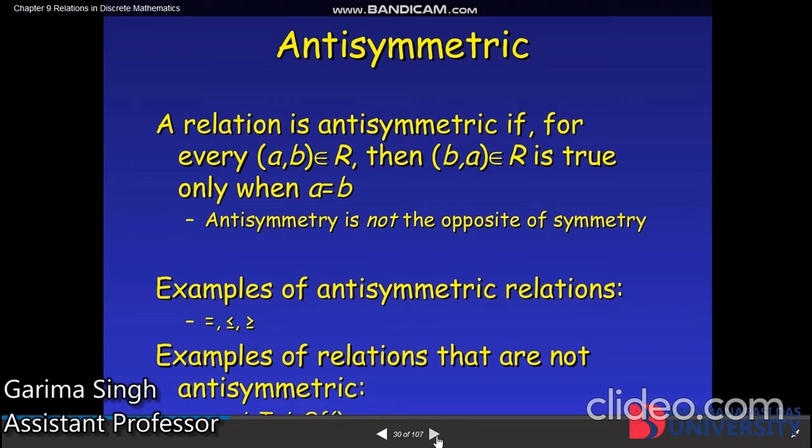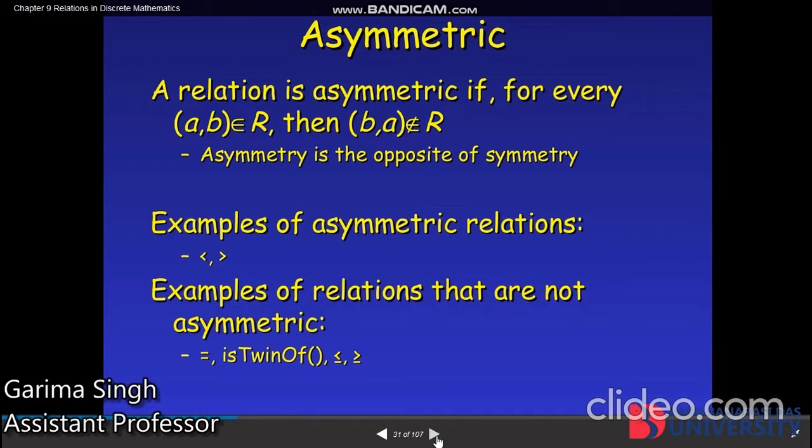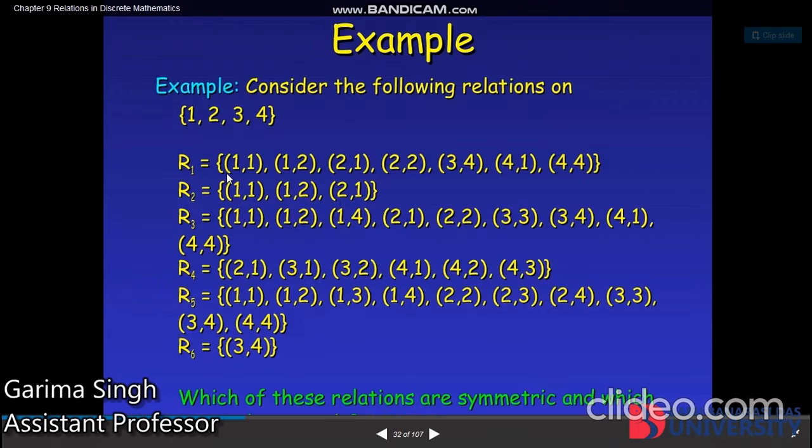the definition also. Antisymmetric. A relation is antisymmetric if for every (a, b) belongs to R, then (b, a) belongs to R is true only when a is equal to b. Antisymmetry is not the opposite of symmetry. For example, these are the examples of antisymmetry. What is asymmetry? Asymmetry is the opposite. A relation is asymmetric if for every (a, b) belongs to R, then (b, a) does not belong to R. Means you have to leave its symmetry from the relation.